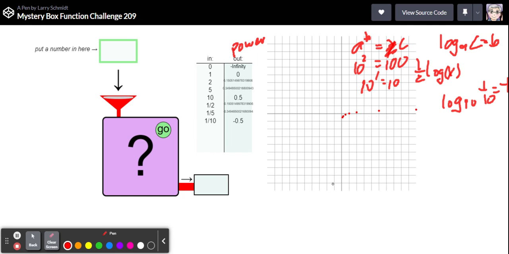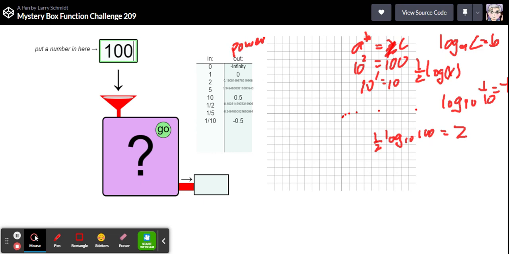Let's think of another point we could get. What if this is 1/2 times the log base 10? What if we put in, I don't know, 100? So 10 to the second power is 100, and then we'd multiply that by 1/2. So that'd be 2 times 1/2, so that should give us 1. So if we put in 100 here, we should get the number 1. We won't see that on the graph, but we can see it on our chart. And there we got a 1.